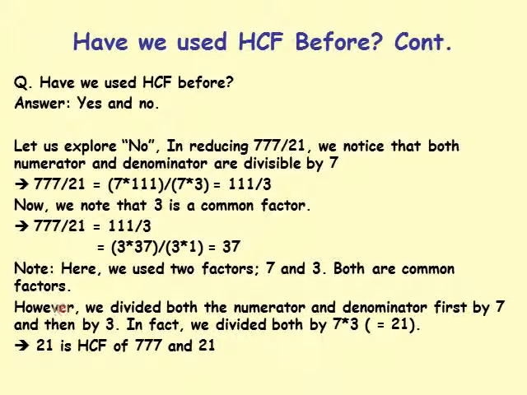However, we divided both numerator and denominator first by 7 and then by 3. In fact, we divided both by 7 times 3, equal to 21. 21 is the highest common factor, and 7 and 3 are common factors. So we did use the highest common factor, but we did not do that in one step. 21 is the HCF of both 777 and 21, so we divided both numerator and denominator by 21 because that is the HCF of 777 and 21.